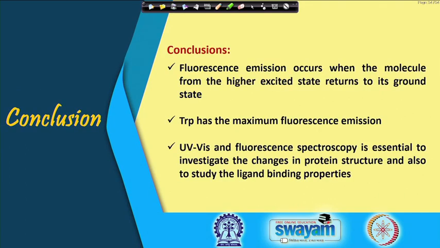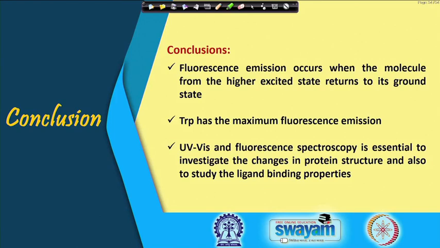So, what we do learn is that the fluorescence emission occurs when the molecule from the higher excited state returns to its ground state. So, instead of having non-radiative emission, we now have radiative emission in terms of fluorescence. Tryptophan has the maximum fluorescence emission. What does this mean? It has a high quantum yield. A high quantum yield means that the photons emitted are going to be larger in number, and the ratio of the photons emitted to the photons absorbed is a high value.